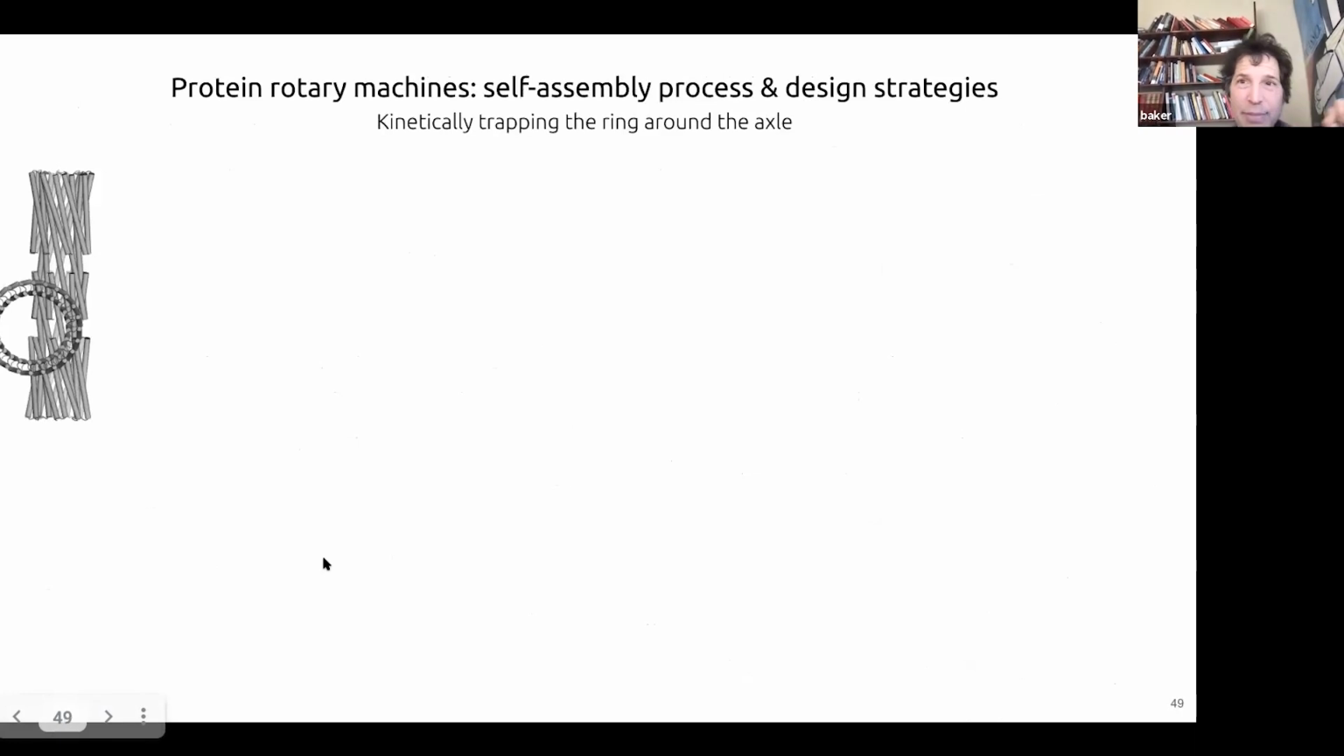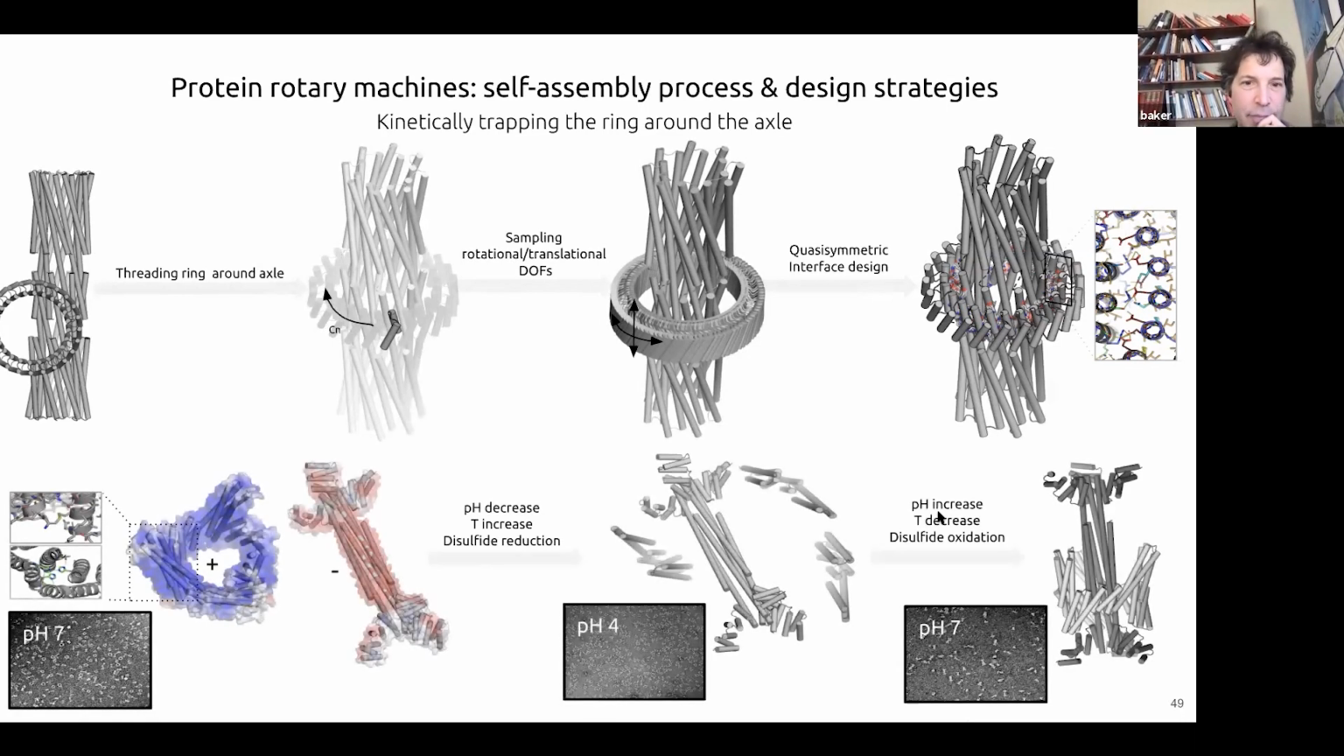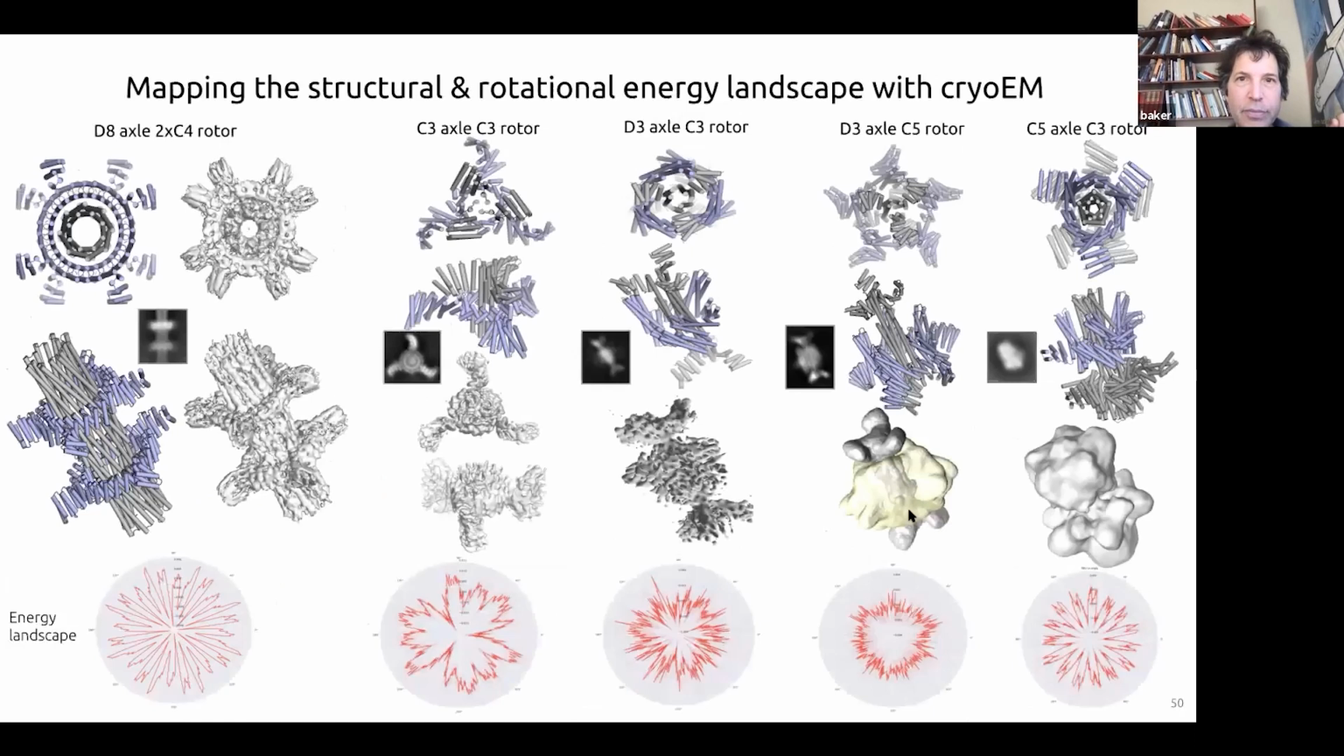I actually thought that was going to be pretty hard, but it turned out that Alexis was able to thread the rings on the axles pretty straightforwardly, primarily by incorporating electrostatics between the ring and the axle. And we can play tricks like using pH or disulfide reduction to assemble and trap the rings around the rod. So these are some of the systems that Alexis made.